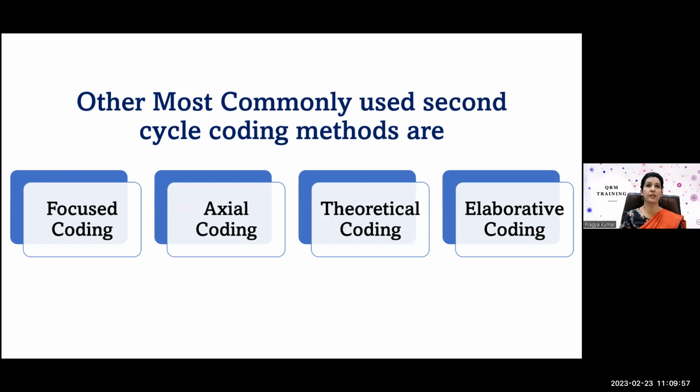The other most commonly used second cycle coding methods are focused coding, axial coding, theoretical coding, and elaborative coding. I'm not going into the detail of that. In phase two, we discussed a little bit about focused coding, axial coding, and theoretical coding, and we also said that we use this in grounded theory. Focused coding is when you try to put the similar looking categories together. In axial coding, you try to make a relationship, to identify one axis. And in theoretical coding, that predominant axis is your theory. It is always said like a spine.